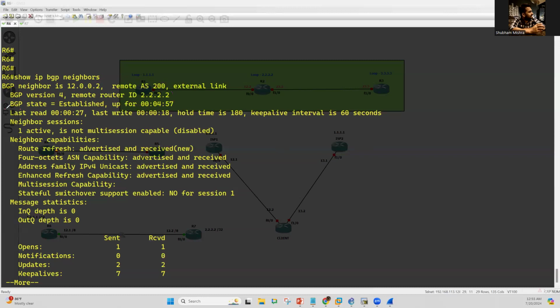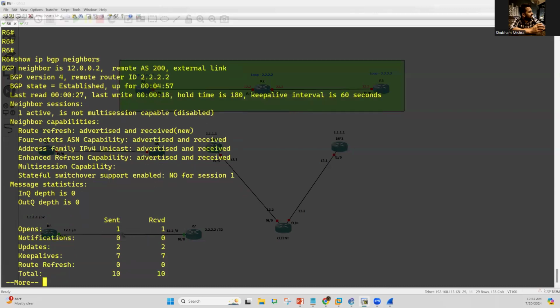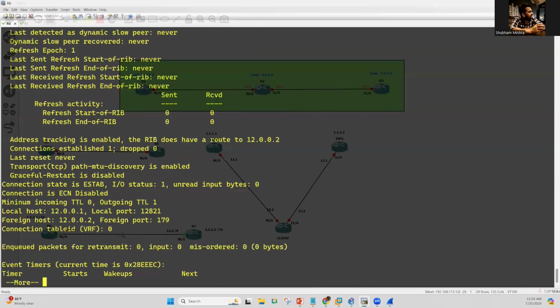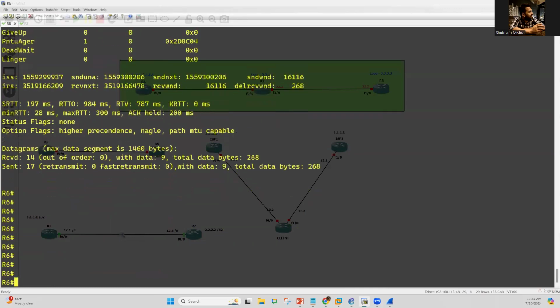So what is the BGP state? I told you, Established. And this is the time from which our neighborship is established. Are you getting my point, everyone? If you want to see the neighborship condition in a detailed way, this is the command you can run. Anyone who does not understand anything?